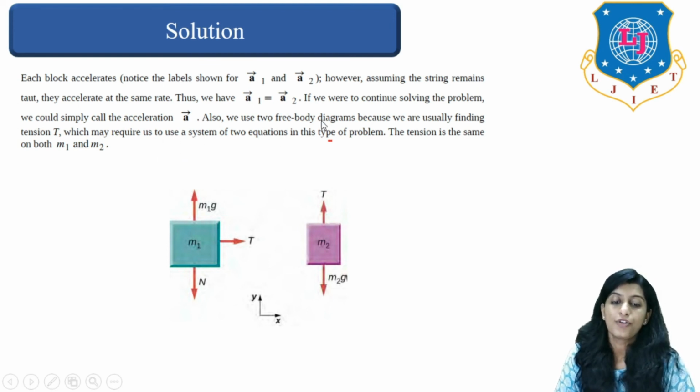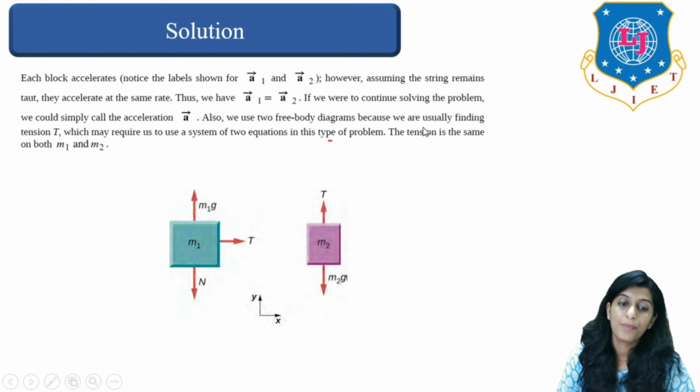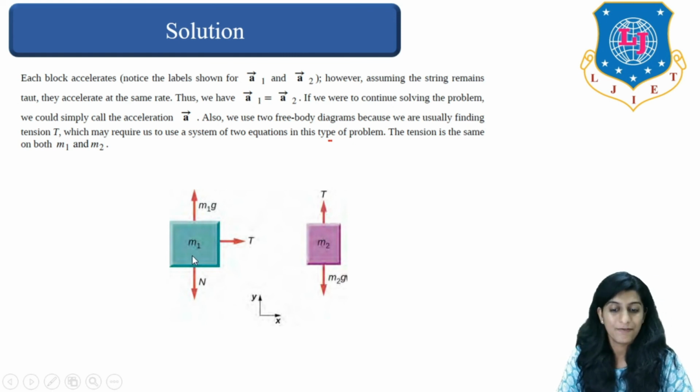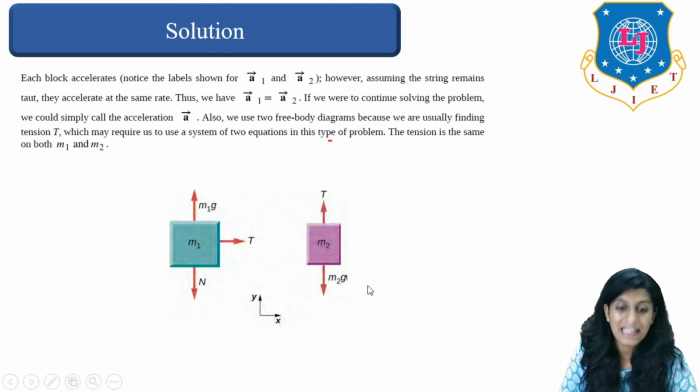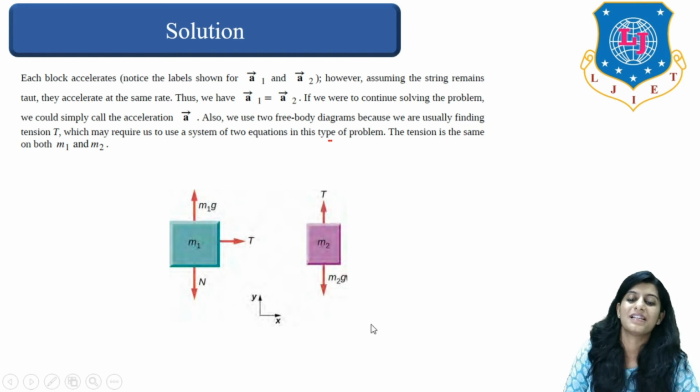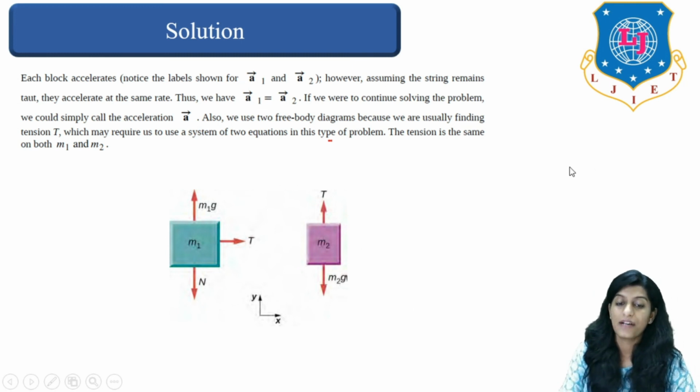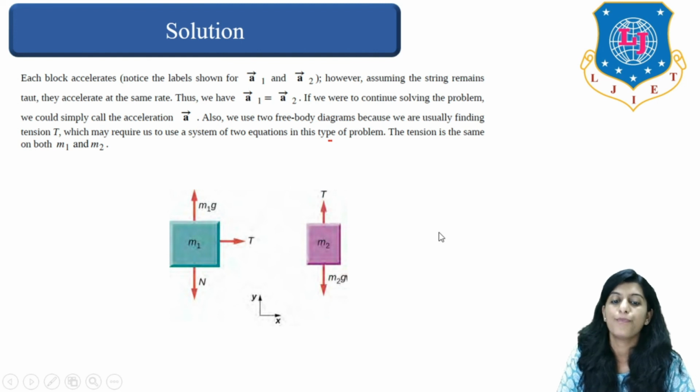Now, two free body diagrams should be drawn because we are usually finding tension, which may require a system of two equations, right? So here you can see M1 has one force which is N, working upward, and M1G working downward, and there is one tension due to the string. In the same way, for body 2, the only force working upward is tension T, and the force working downward is M2G. So this is how you can draw a free body diagram for this particular system. Clear?